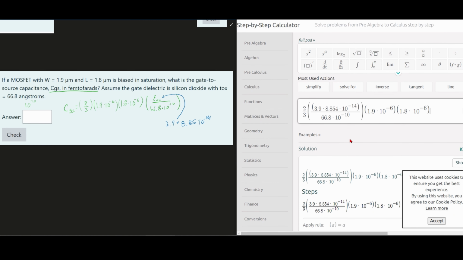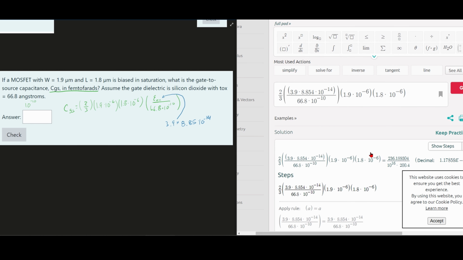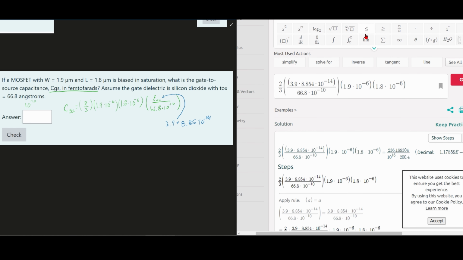And so we write it out. It's going to look something like this right here, and this is for the values that we have. Your mileage may vary because you might have different values, but this is essentially the equation that we're going to be using. Just change the values. Now that we've understood that, we're going to get the value of 1.17859 times 10 raised to the negative 16.